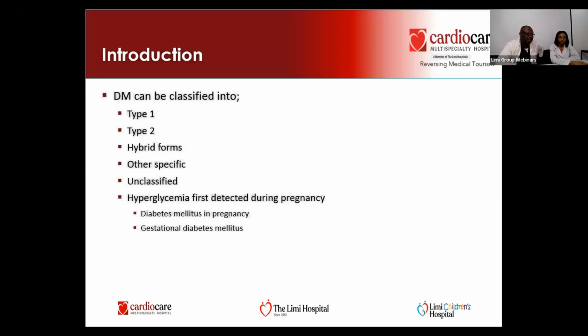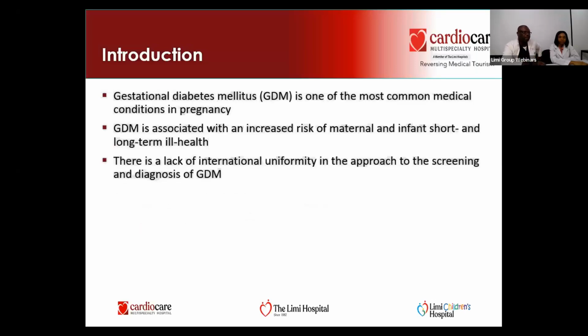Now, like she said, hyperglycemia first detected during pregnancy is our major concern for today, which is diabetes related to pregnancy and gestational diabetes, with emphasis on gestational diabetes. Gestational diabetes mellitus is one of the most common medical conditions in pregnancy. It's associated with an increased risk of maternal and infant short- and long-term ill health.